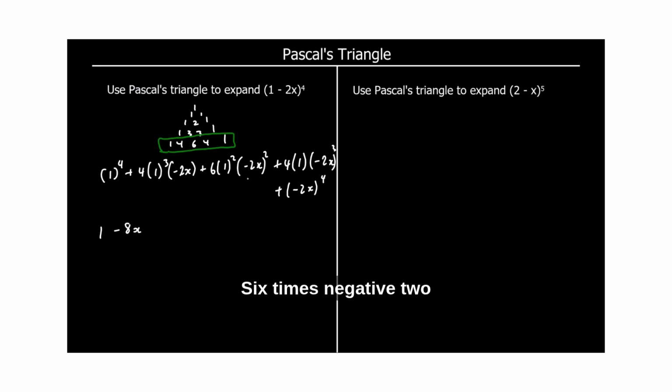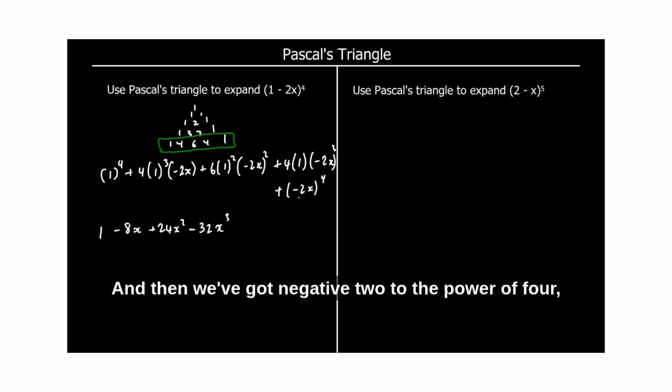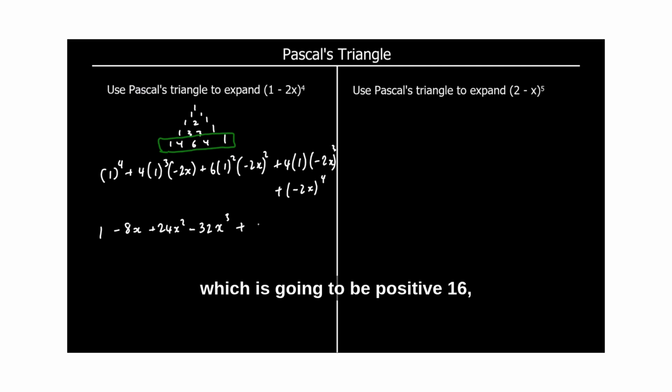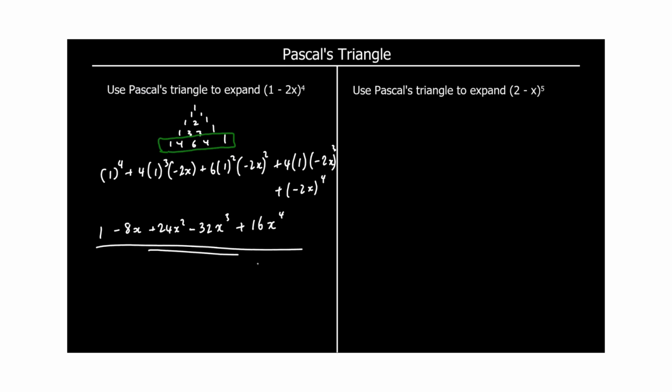6 times negative 2 squared is positive 4. So 6 times 4 is 24, so it's 24x squared. Then we have 4 times negative 2 cubed, which is negative 8. So 4 times negative 8 is negative 32, and that's our x cubed term. And then we've got negative 2 to the power of 4, which is going to be positive 16, and that's our x to the power of 4 term. One for you to try, so give it a go.